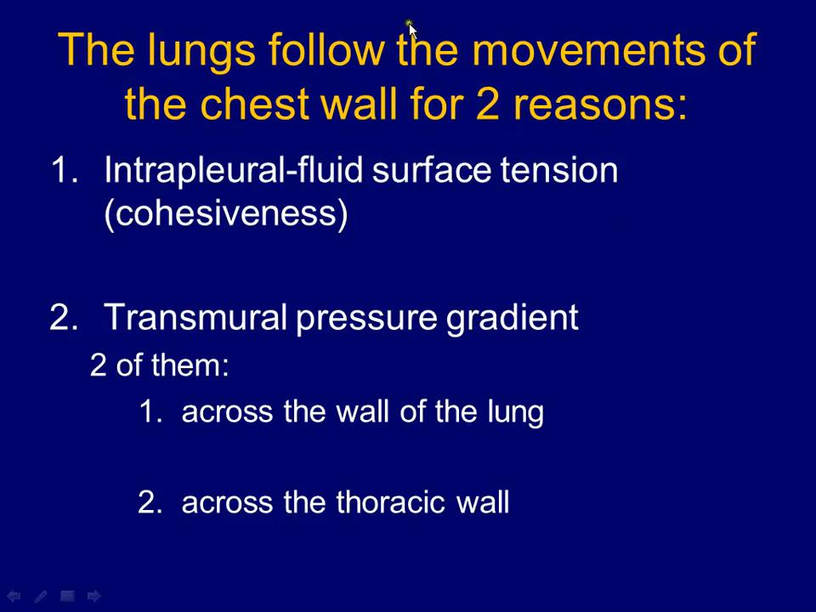Next, the lungs follow the movement of the chest wall for two reasons. This also deserves a star. So the first one is something called intrapleural fluid surface tension. Surface tension is just a fancy way of saying that water molecules like to hold on to each other. They're like little tiny magnets. You already knew they have kind of a north pole and a south pole. When you put them next to each other, they go pink and they stick together.